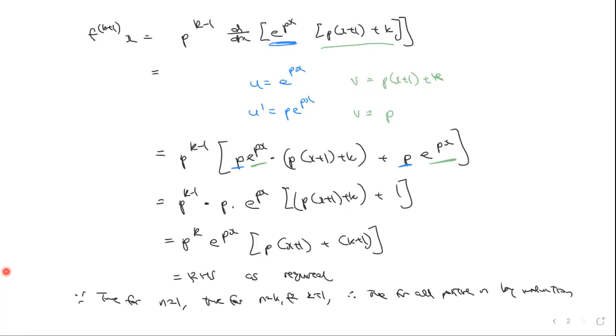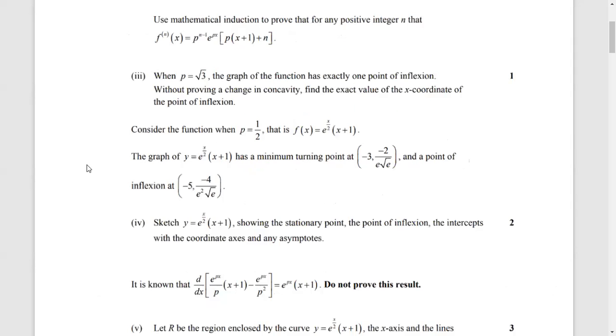So the next question then says, when p equals root 3, the graph of the function has exactly one point of inflection. Without proving a change in concavity, find the exact value of the x-coordinate of the point of inflection. Okay, so what do we have when p equals root 3? We'll firstly write out our function. Our f(x) was e to the px times x plus 1, but for this question, p equals root 3. So that means it's e to the root 3 x, times x plus 1. And it has one point of inflection. You want to find the exact value of the x-coordinate of the point of inflection.